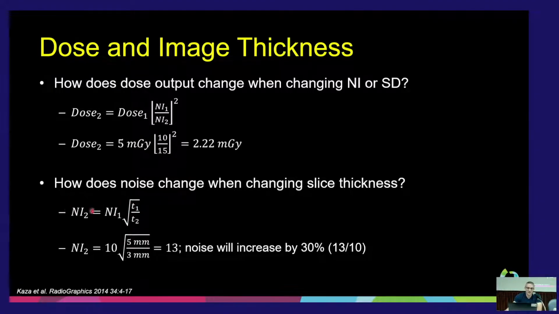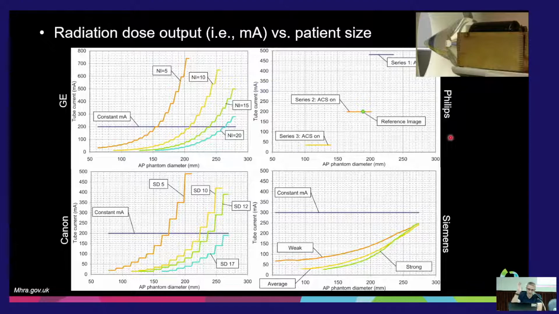So noise index and thickness, T1, T2. If you start with a noise index of 10 and you're going from a 5 millimeter down to a 3 millimeter, you would want to have your noise index be increased by 13. And if you don't increase your noise index, the image noise will go up by 30%. So I just put those in there.